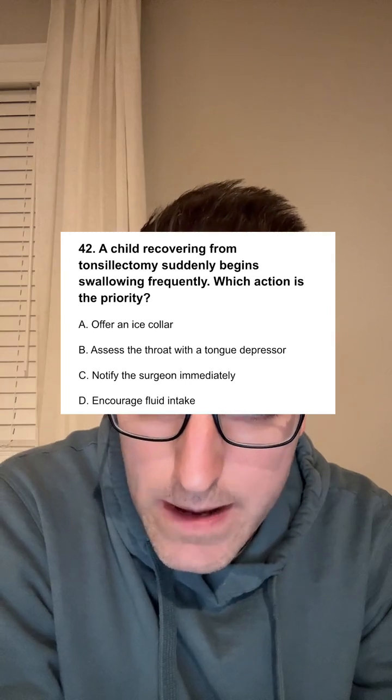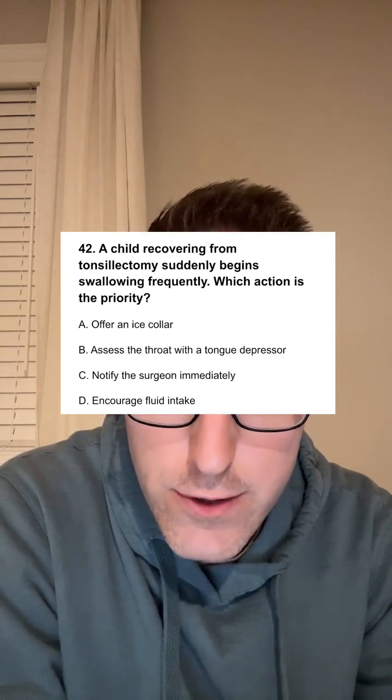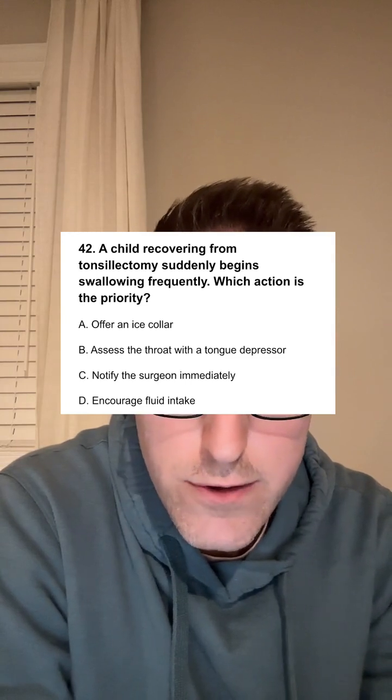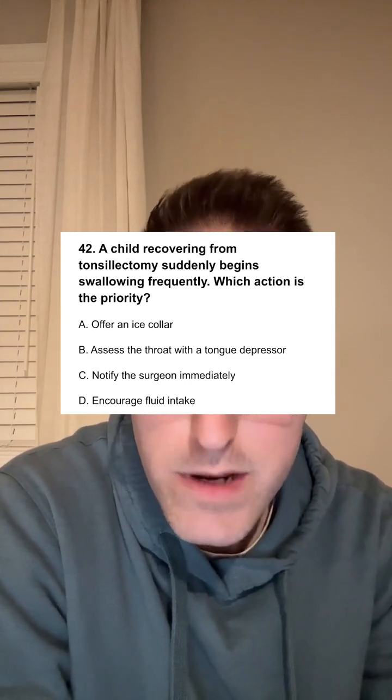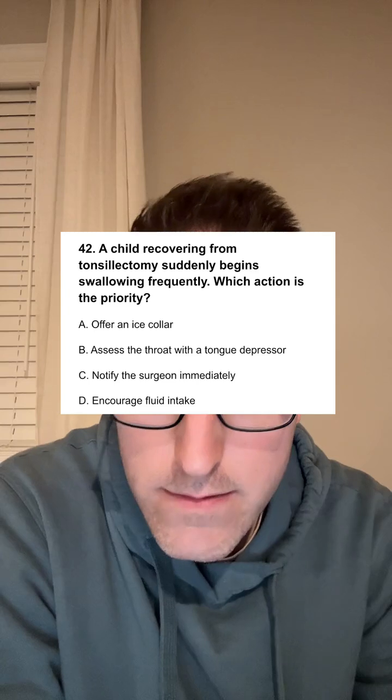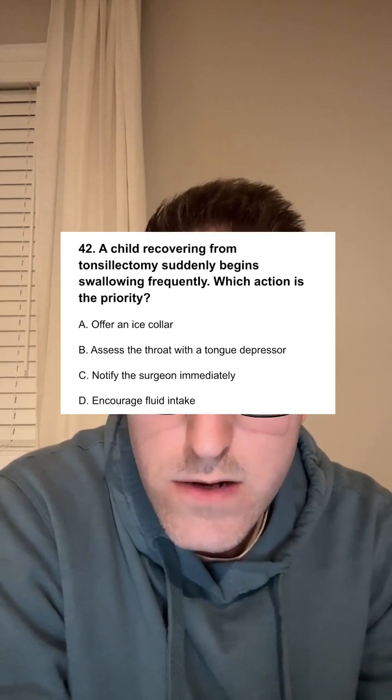Why not B? Well, a depressor. Using the depressor could potentially disturb clots and worsen the bleeding. All right. So that's why B is wrong.